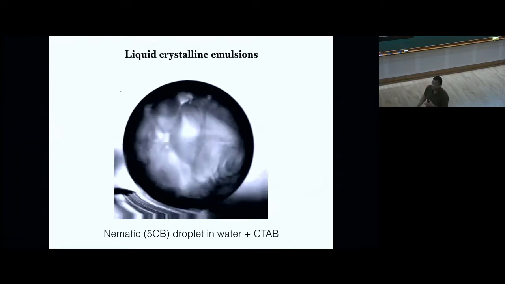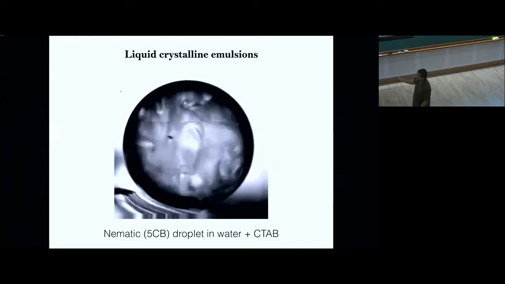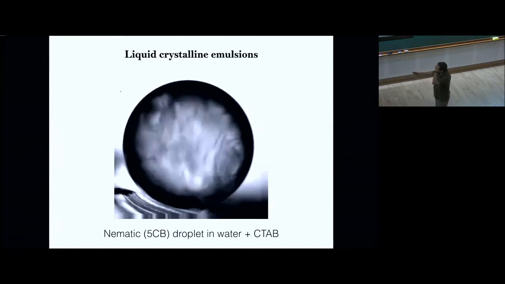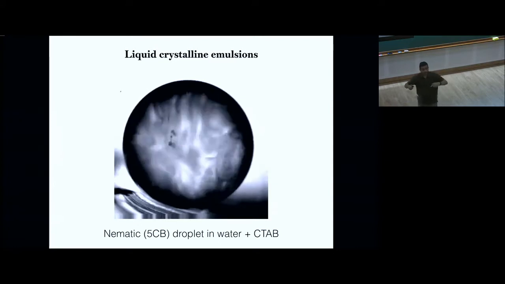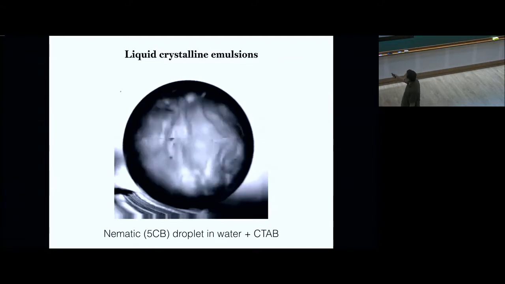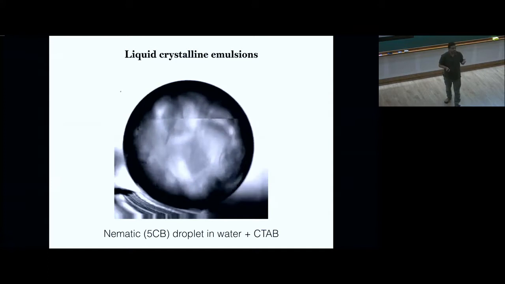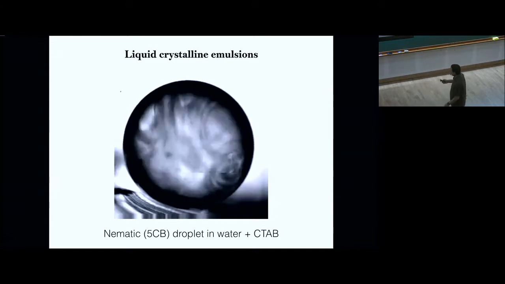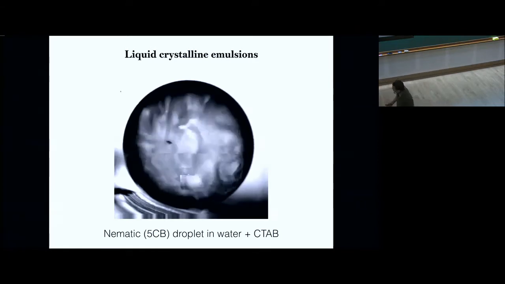This is a droplet which is 1 millimeter in size. It is sitting in a bath of water plus CTAB, and it is stuck at a wall, conveniently, so that we can visualize these spontaneously generated flows inside. You can also see this because it's a liquid crystal and you have this birefringence that allows you to visualize these flows quite nicely. So this is a millimeter in size, right?